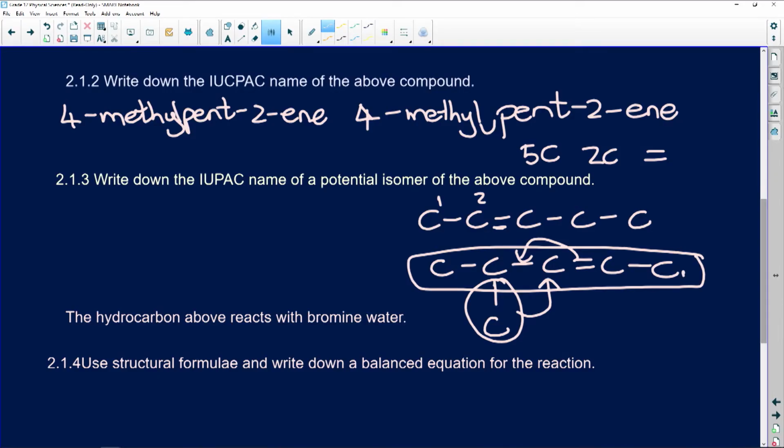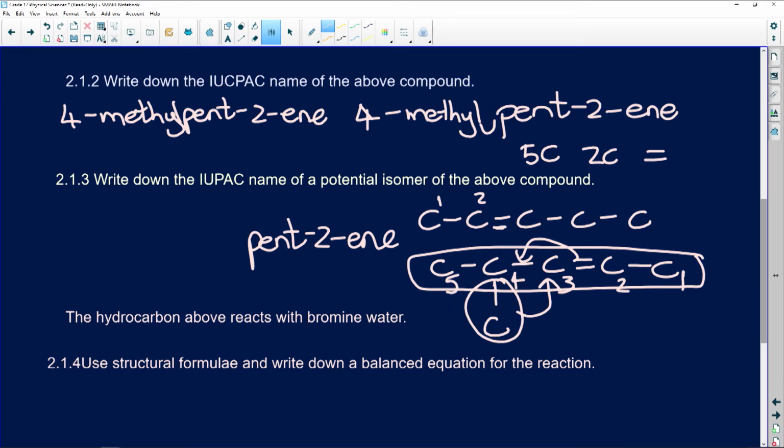And now we're going to have to look at the branch where it's sitting. So looking at this one, it's carbon 1, 2, 3, 4, 5. So there we go. So this is still going to be pent-2-ene, so that is still going to be the same. So it's pent-2-ene, but we have changed the position of the methyl, and it's now sitting on number 3.